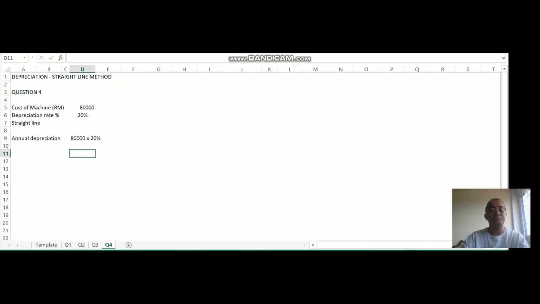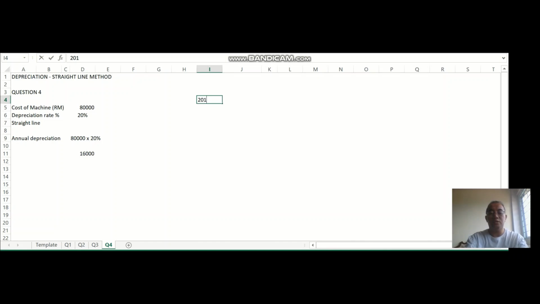So here I just use the formula: 80,000 multiplied by 20%, so you have 16,000. There, you see, 16,000. We can see that every year, the same figure will be deducted from the cost to arrive at the book value. So the depreciation for 5 years keeps on repeating, 16,000 every year. Let me show you the calculation.